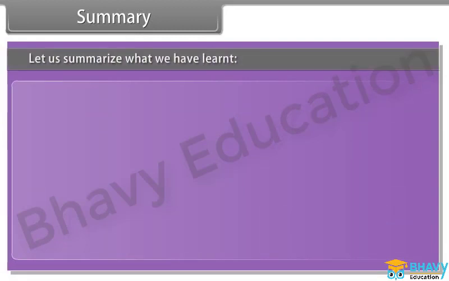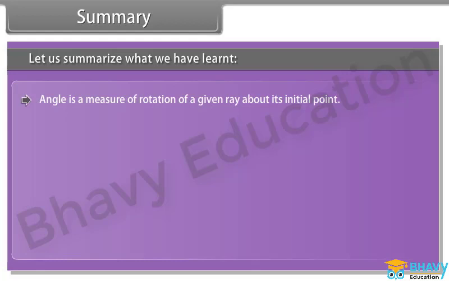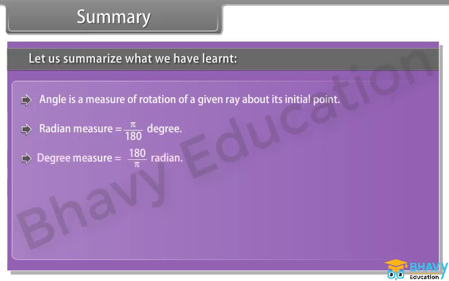Summary. Let us summarize what we have learned. Angle is a measure of rotation of a given ray about its initial point. Radian measure is equal to pi by 180 into degree measure. Degree measure is equal to 180 by pi into radian measure. Sin squared theta plus cos squared theta is equal to 1. Sec squared theta is equal to 1 plus tan squared theta. Cosec squared theta is equal to 1 plus cot squared theta.